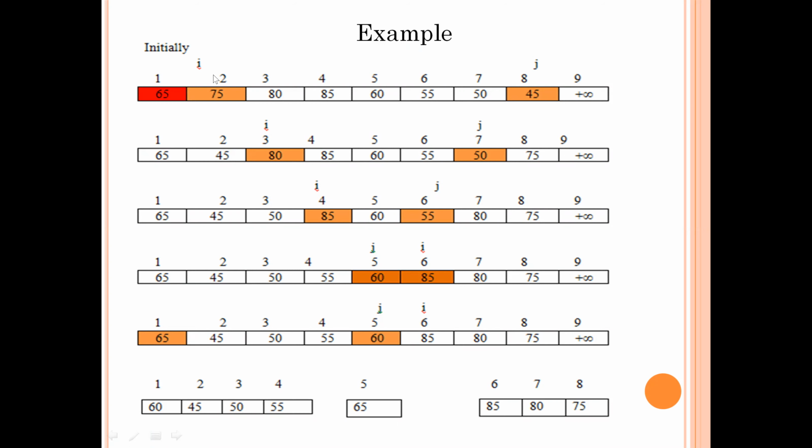Now we have to check whether i is less than j or not. It is less than, because i is 2 and j is 8. So now what we have to do? If it is less than, you have to swap a of i and a of j. So 45 will come here, and 75 will come to index 8. So this swapping is over. Next, again this process repeats until your i and j cross.